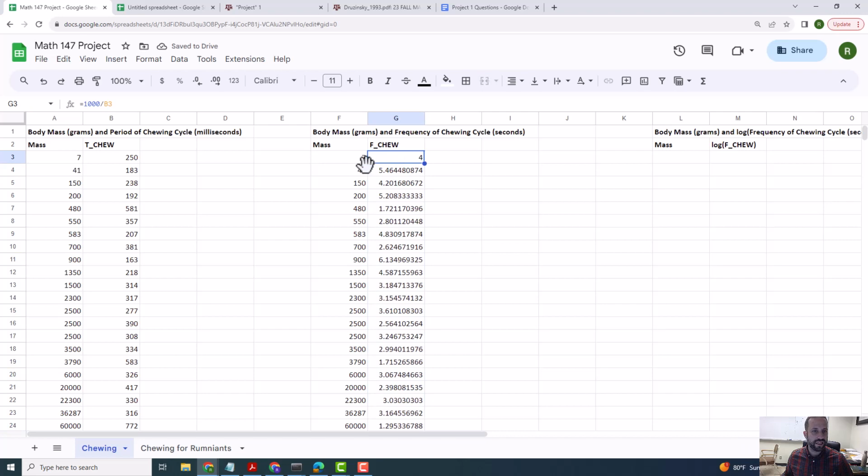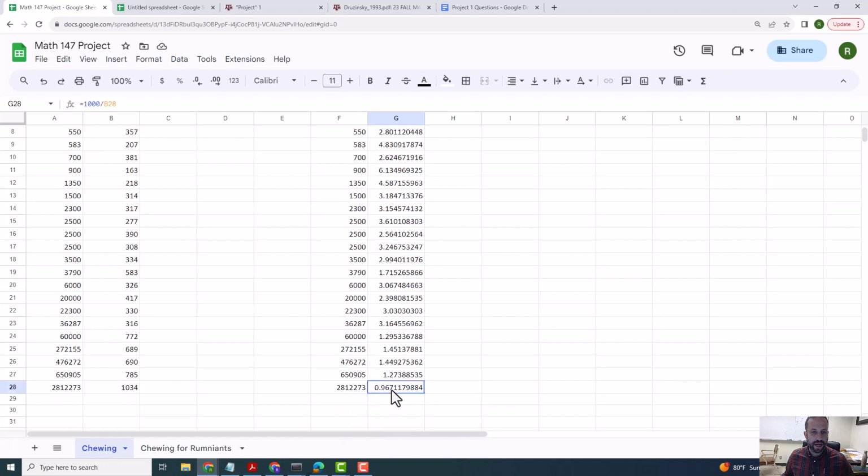Okay, so now what this says is that this animal, I deleted the name of it because I didn't feel like typing it all in, and it doesn't really have anything to do with what we're doing here, but it's kind of interesting to refer back to the actual animals. At any rate, this animal chews, on average, 4 times per second. This animal chews 5.46 times per second, and this animal chews a little less than 1 per second, about 1 time per second. I think this is like the African elephant.